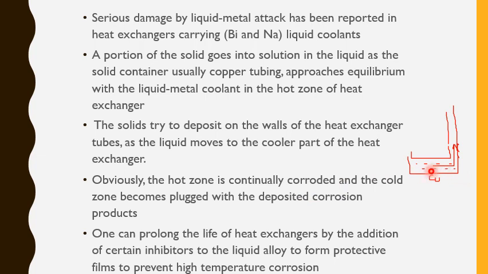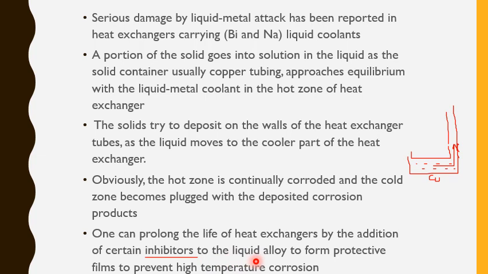So this hot part will be corroded, and here the wall will become thick, because the corroded material deposits on this cool part of the wall. One can prolong the life of a heat exchanger by the addition of certain inhibitors. Inhibitors are those things which stop a process, which slow down a process. So what type of inhibitor can be used?